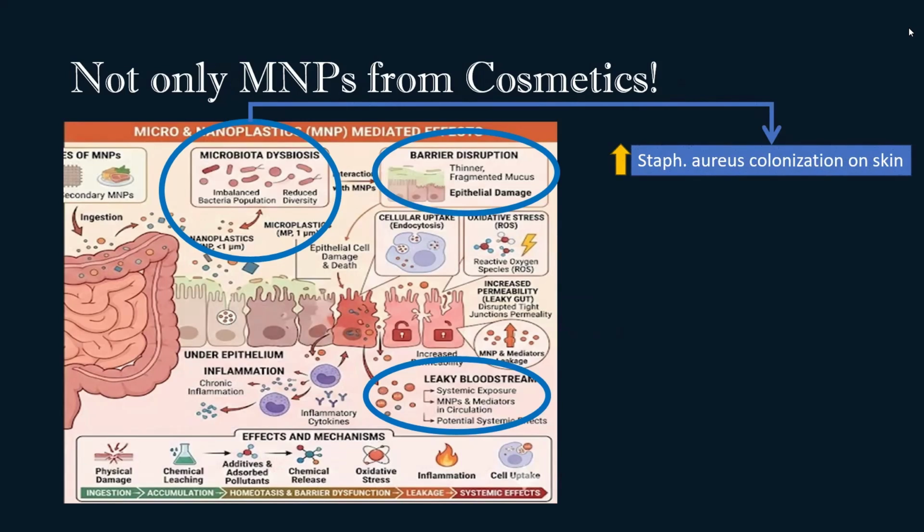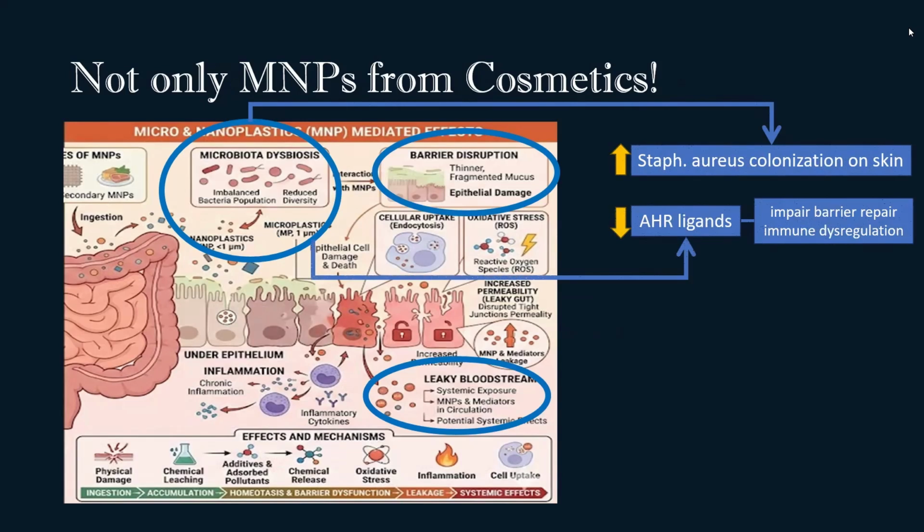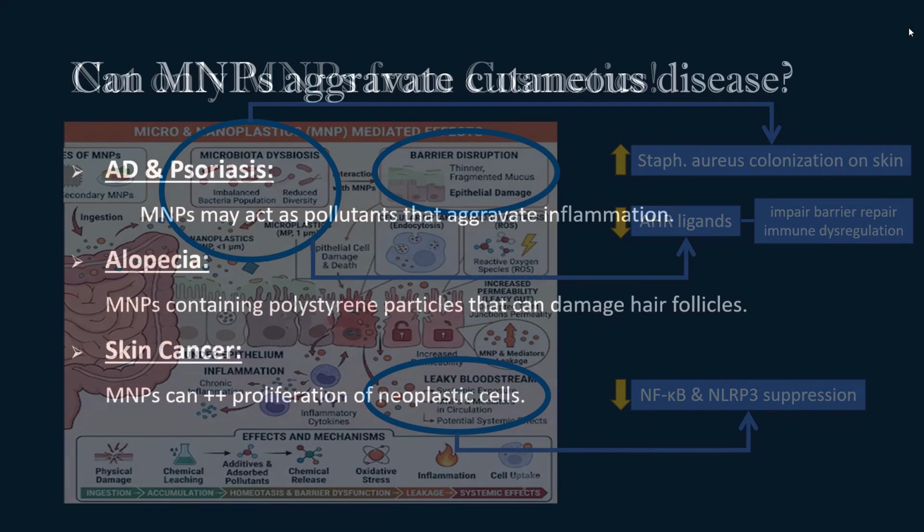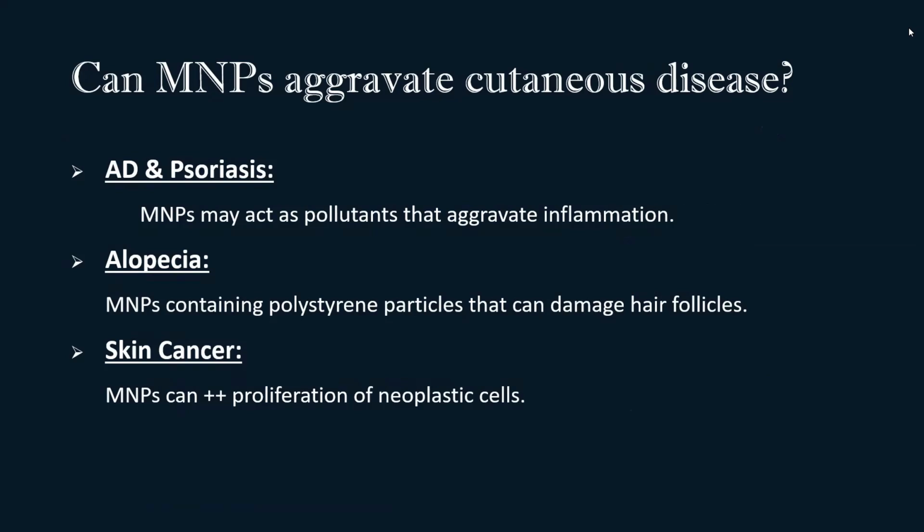These unnatural changes lead to triggering of inflammatory cascades, which may include increasing the Staph aureus colonization on the skin, a decrease in the aryl hydrocarbon ligands, which will eventually impair the barrier repair and cause immune dysregulation, and also release the nuclear factor kappa B and NLRP3 suppression, which are both components of the inflammasome. We now have evidence that micro and nanoplastics may aggravate several cutaneous diseases, including atopic dermatitis and psoriasis, and alopecia, especially with cosmetic products containing polystyrene particles that can damage the hair follicle. Micro and nanoplastics can enhance the proliferation of new plastic cells and may be incriminated in cutaneous cancers.